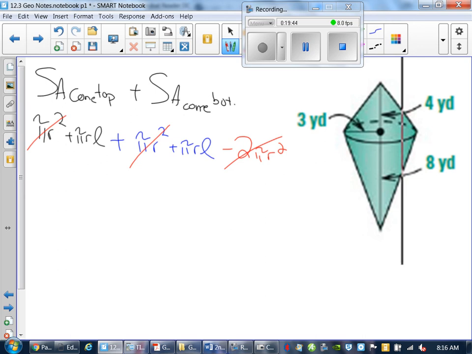So now you have your final formula of pi r L for the top plus pi r L on the bottom. Well, you've got a 3 and a 4, which gives you a slant height of 5 for the top one, okay? A 3 and an 8, which gives us a slant height of, well, 3 squared plus 8 squared, 9 plus 64 is 73, so the square root of 73. Yes.